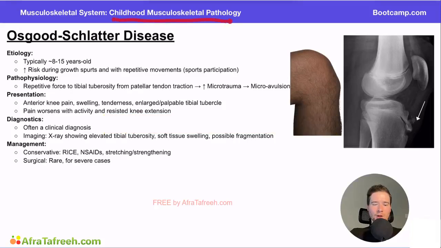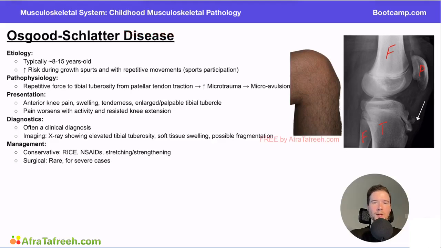So in this next video on our childhood musculoskeletal pathology, we're going to talk about Osgood-Schlatter disease, a very common condition of the knee. Now, when we think about the knee, we have to remember our primary structures, which include the femur, the patella, the tibia, and the lateral bone, which is the fibula.